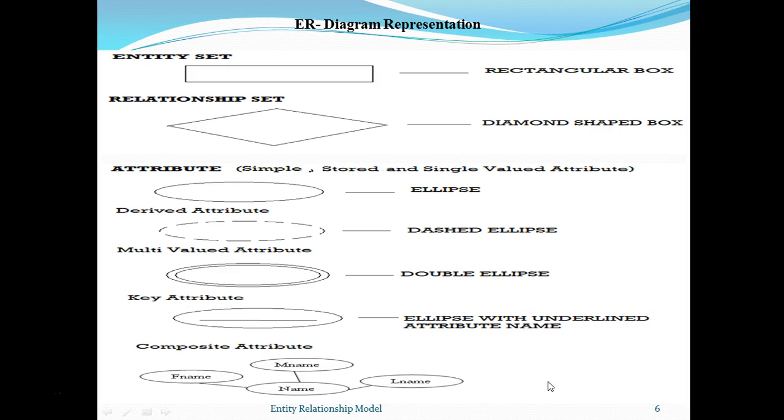The derived attributes are represented by a dashed ellipse. For multi-valued attributes we are using the double ellipse. For key attributes we are using an ellipse with an underline. Then composite attributes are shown by an ellipse attached with multiple ellipses. These have defined symbols in the ER diagram. So while designing the ER diagram, we have to be very careful to use the defined symbol for a particular attribute.